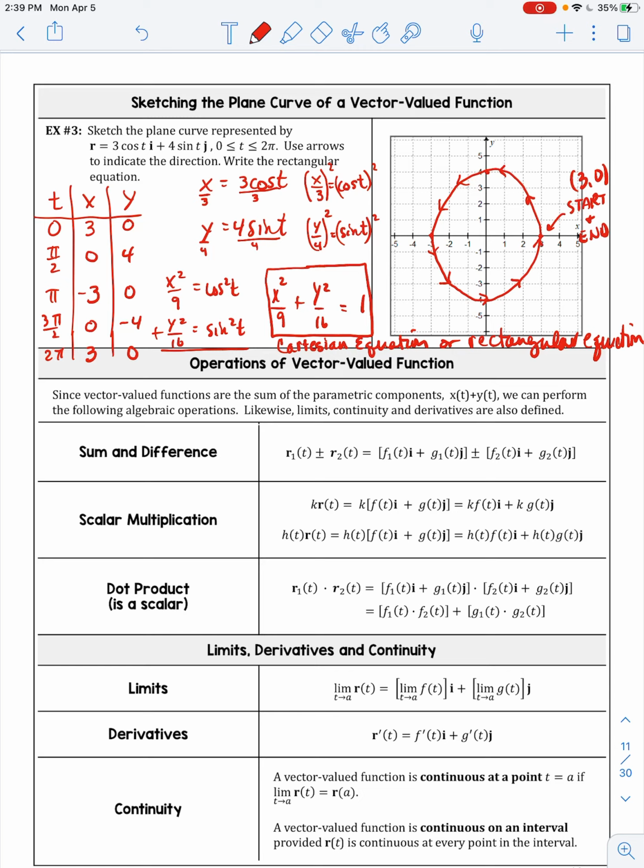Scalar multiplication: when a constant k is multiplied by a vector-valued function r of t.